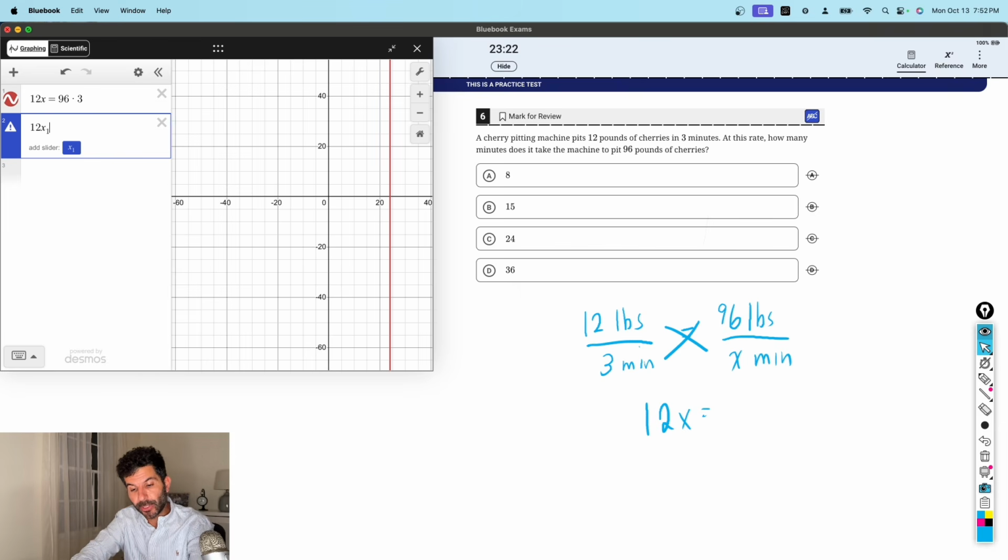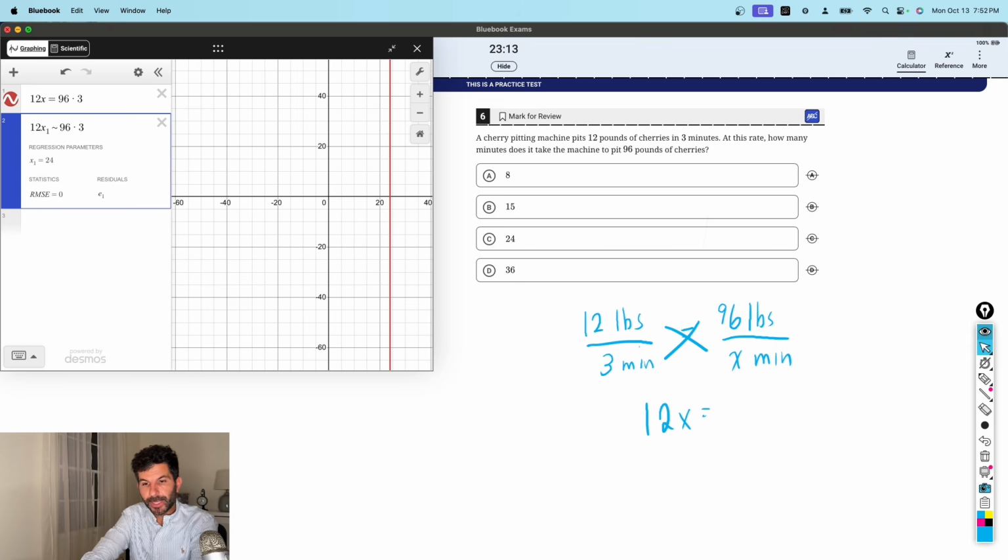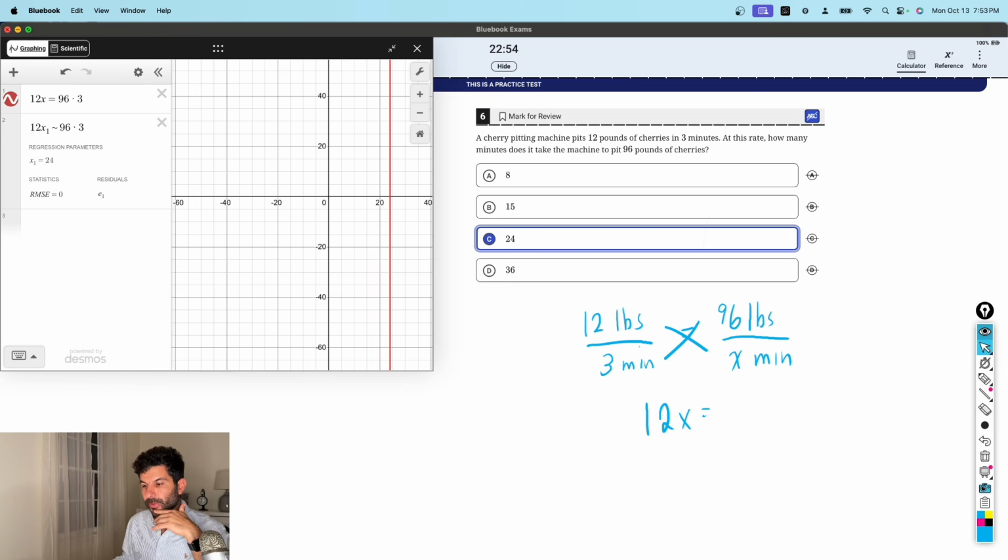Now, if I put tilde instead of equals, tilde is the sign that we use for regression. If we type the same exact thing, take a look at what it gives me. It gives me this RMSE, which if we get 0, that means it's pretty much a perfect fit. More importantly, x1 is given to us in the box. We don't have to scroll or zoom out. We don't have to scroll up or down. Our answer is right there, 24. So we're going to go with that. Our answer is in fact going to be C, 24.